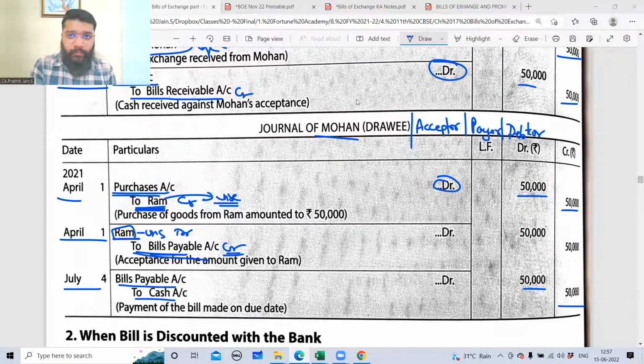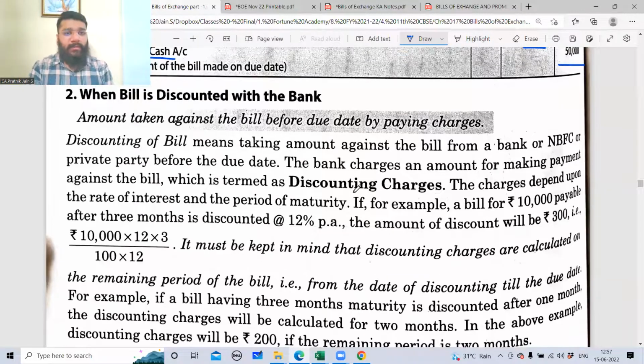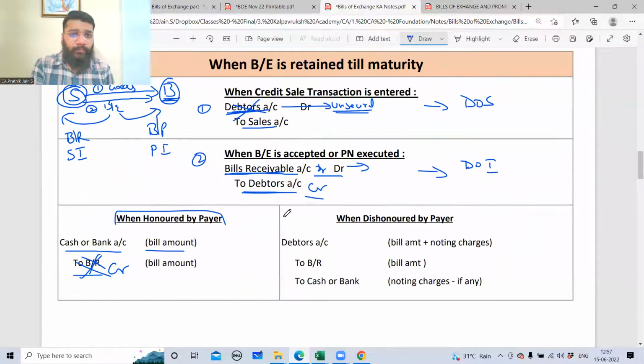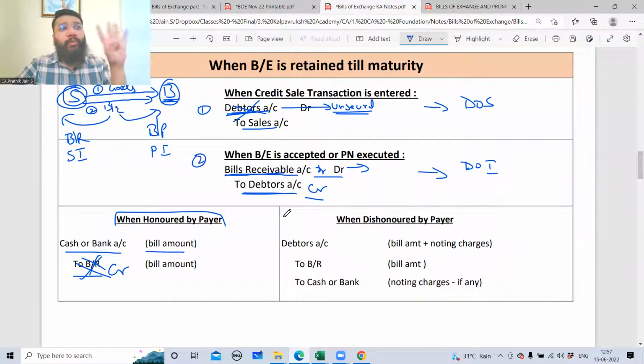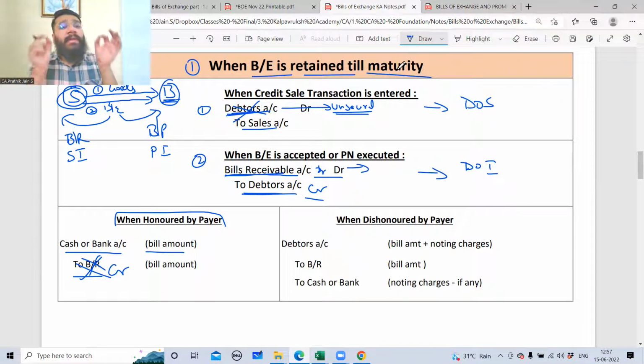Next concept. If you're clear with this, I'll go to the next concept. We are going to discuss 4 cases, guys. In that first case we have discussed, the first case is when the bill is retained by the seller till maturity, which means he's having the bill till the date of maturity and is receiving the money. You saw that case 1.